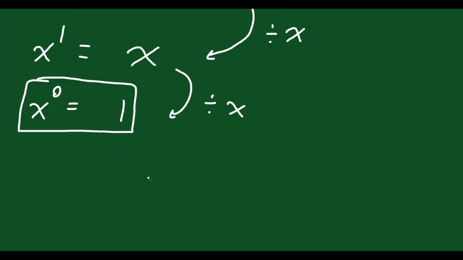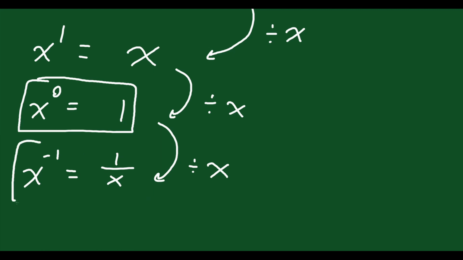Now, what if we go to the next one? So we keep decreasing that exponent. We get to x to the negative 1. Divide by x again. What's 1 divided by x? Well, just 1 over x. So x to the negative 1 is actually equal to 1 over x. That's another exponent rule. So if you have a negative exponent, it means you have the inverse of your base. So instead of x, you have 1 over x.